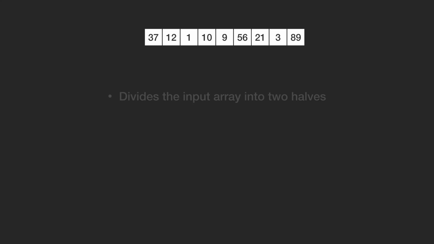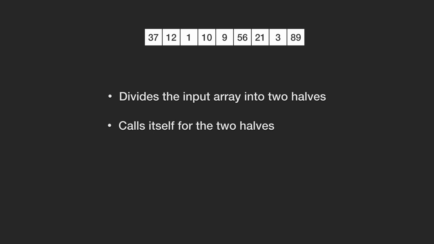Merge sort is a divide and conquer algorithm. It divides the input array into two halves, calls itself for the two halves, and then merges the two sorted halves. Let's go into the details and see how it works on an example array.